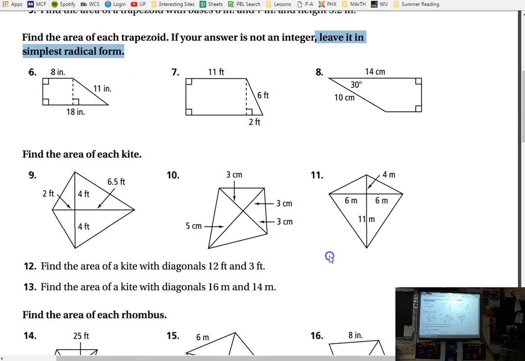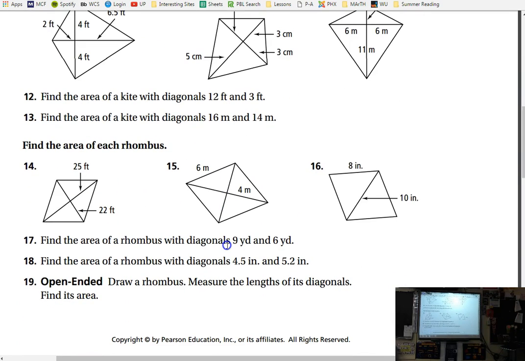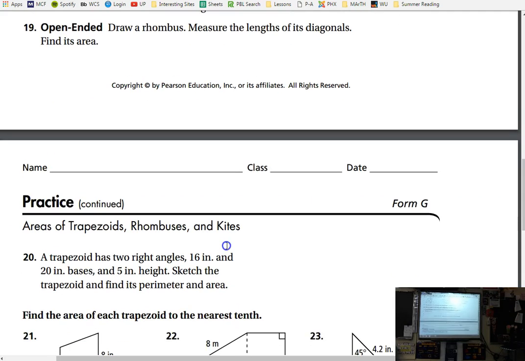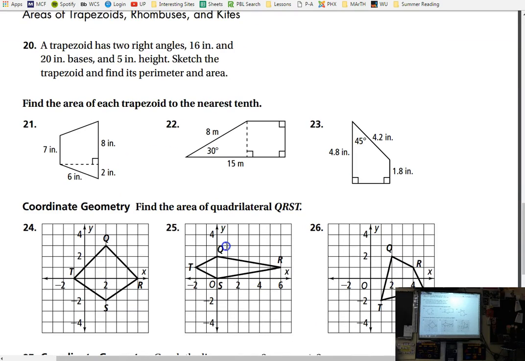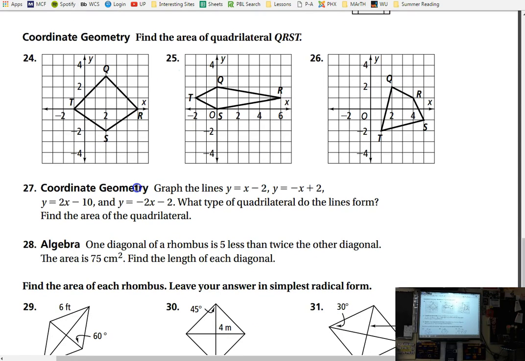Area of kites. Kites are just pairs of triangles. Area of rhombuses. Rhombi. Trapezoid. You always remember trapezoids because they look like a trap. You've ever seen like a live animal trap or something? Finding coordinates, or finding the area.